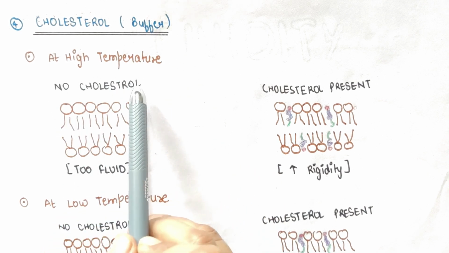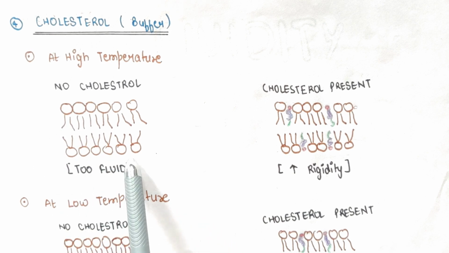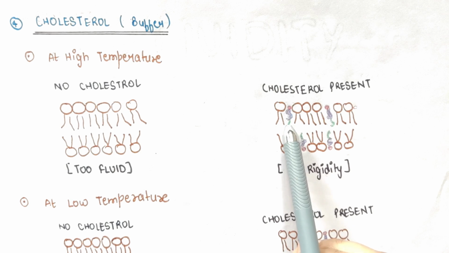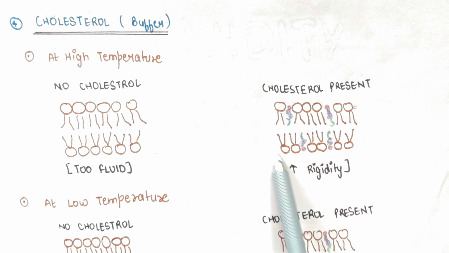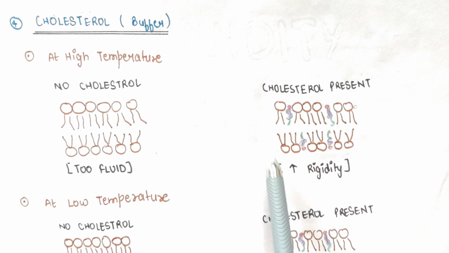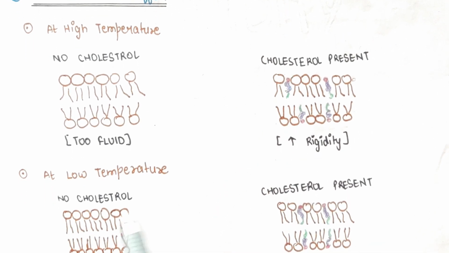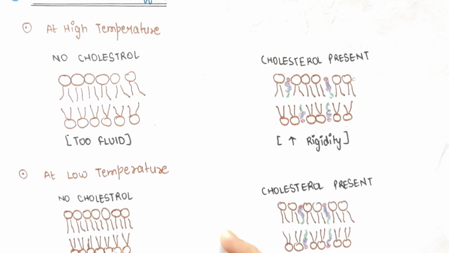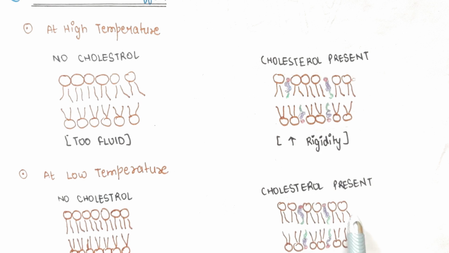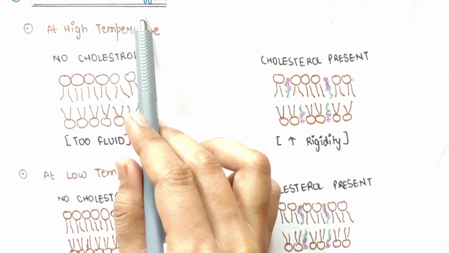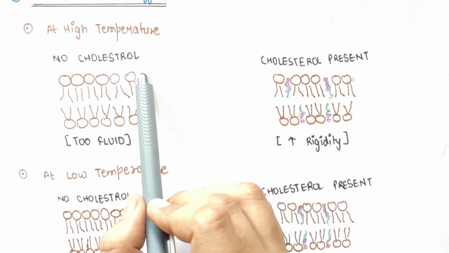So at high temperature, when the membrane is highly fluid, in that case, the presence of cholesterol between these fatty acid tails restricts the motion of these tails and thereby reduces the fluidity of the membrane. While at low temperature, when the membrane is rigid and the fatty acid tails are tightly packed, in that case the presence of cholesterol prevents the tight packing of these fatty acid tails, so thereby increasing the fluidity of the membrane. So in this manner, cholesterol helps to maintain the membrane's fluidity at a stable range.